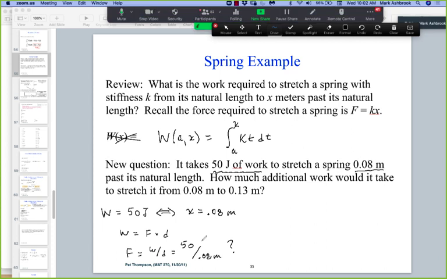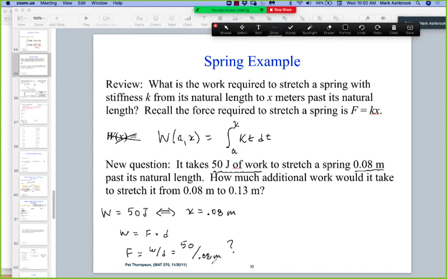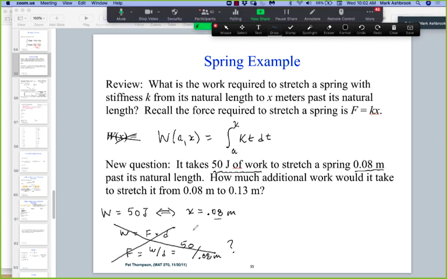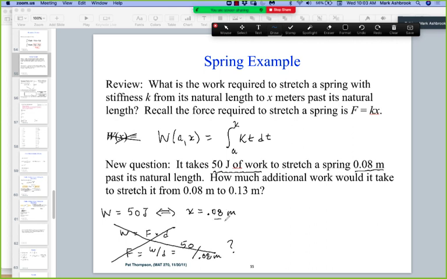So what does this assume? This assumes that this force, whatever this force is, 50 over 0.08, is a constant force to stretch it this far. And we know that's not true. So he's right. This doesn't work. The force changes as you stretch it. Just taking W divided by D would assume a constant force to get it to stretch to that length. And that's not true. It can be an increasing force.